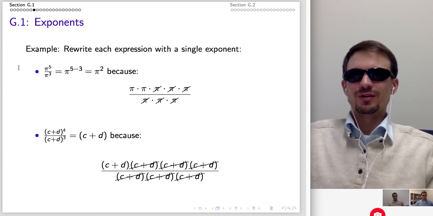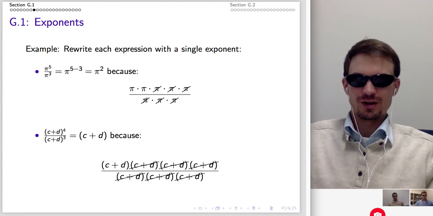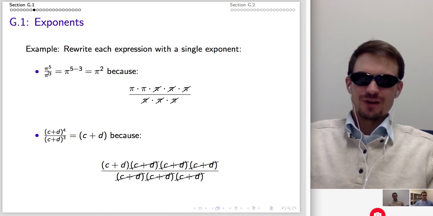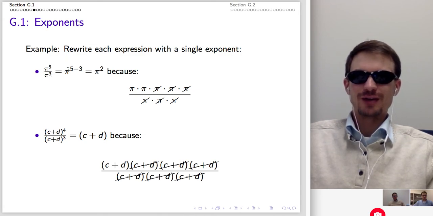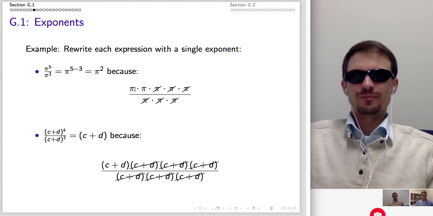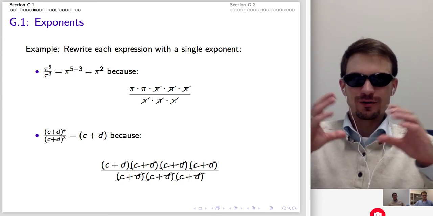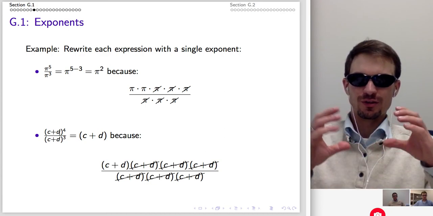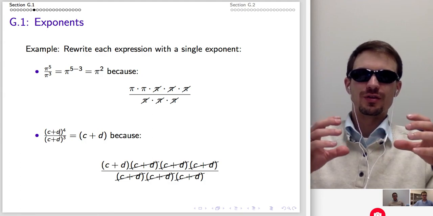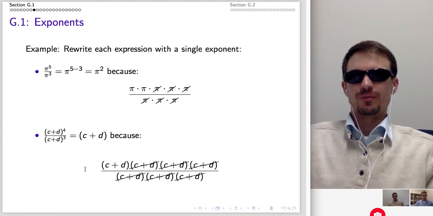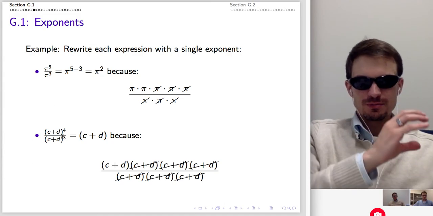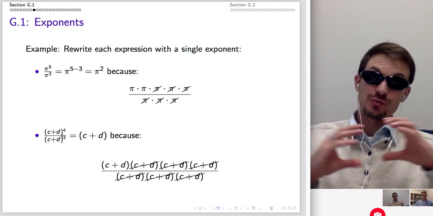Okay, so here's another example. This one, did I do it right? I did, right? So here, pi to the 5th divided by pi to the 3rd is pi to the 5 minus 3. That's pi squared. All right, here's why it's a canceling story. And it works just as well if our terms are sums. So we have the quantity c plus d to the 4th divided by the quantity c plus d to the 3rd. We just cancel off the product, right? Because c plus d to the 4th, what that literally means is c plus d times c plus d times c plus d times c plus d, divided by 3 of those, right?